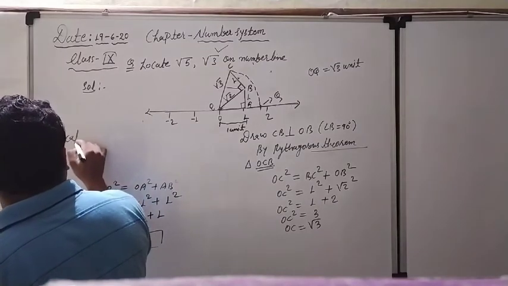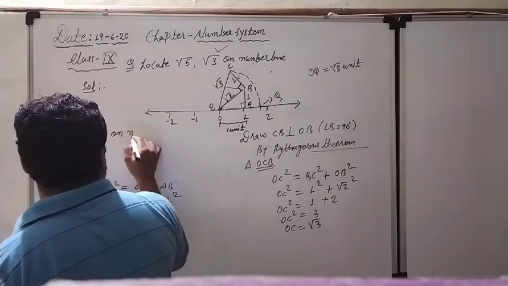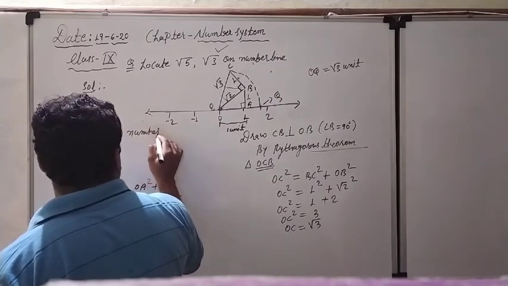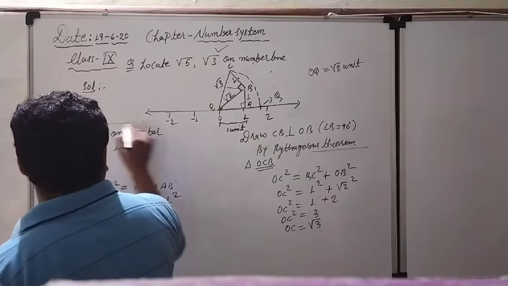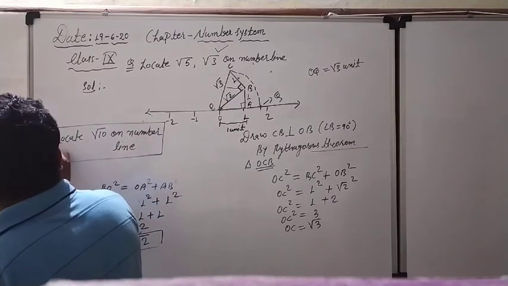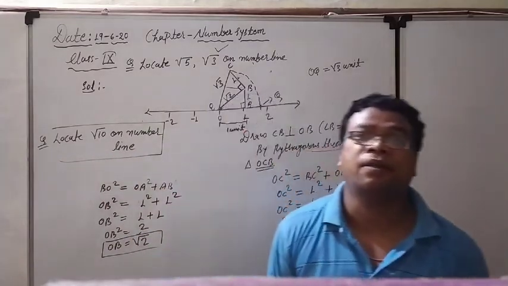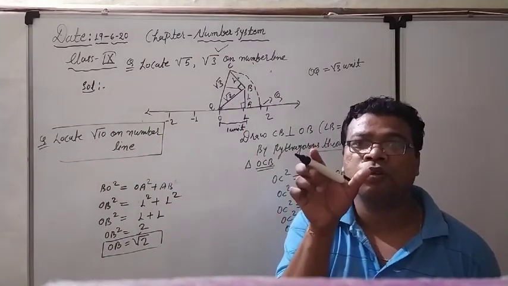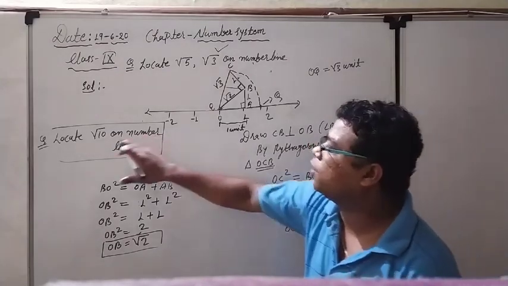Locate √10 on the number line. Hint also I am going to give you. √10 is coming after the perfect square 9. So first you have to draw, what is the square root of 9? 3. First you have to go for 3, and after that you will reach till here.